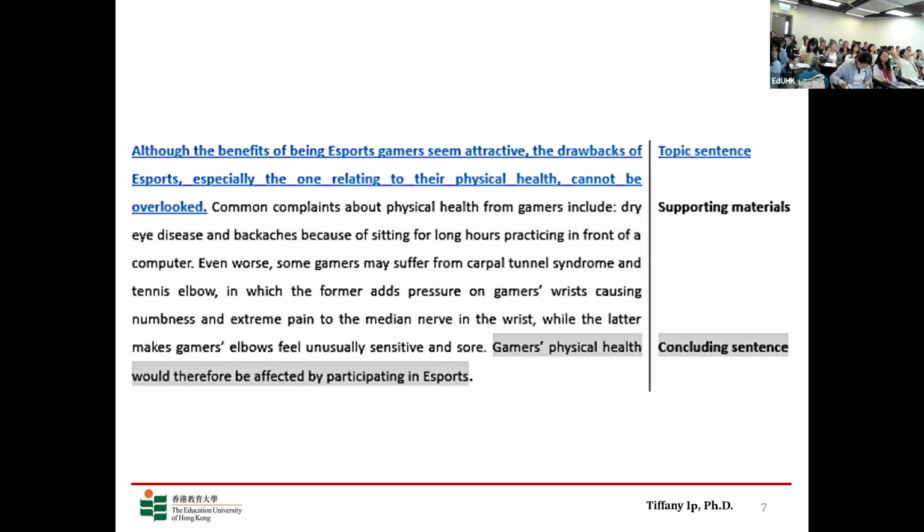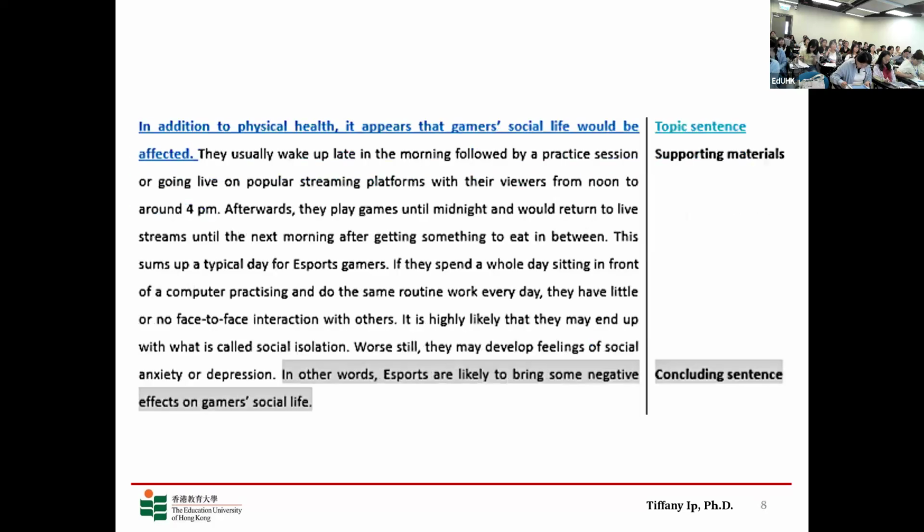And then within the paragraph, you see phrases like "even worse". It's like having one bad thing and then even worse. So these are some linking words that you can learn about. And then the last body paragraph, what is the key phrase that you can find? Like at the beginning? Exactly. "In addition to". So it is obviously linked with the previous paragraph on physical health. "In addition to physical health."